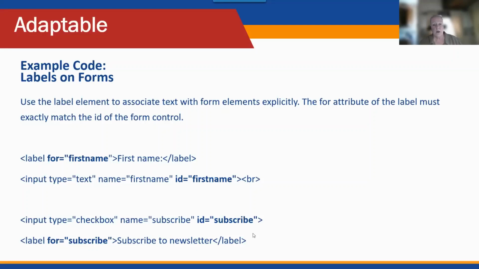If you're using a checkbox, you have the ID in the checkbox code, ID subscribe, and then you add the label for next to the content, the instruction that the user would see next to that checkbox.